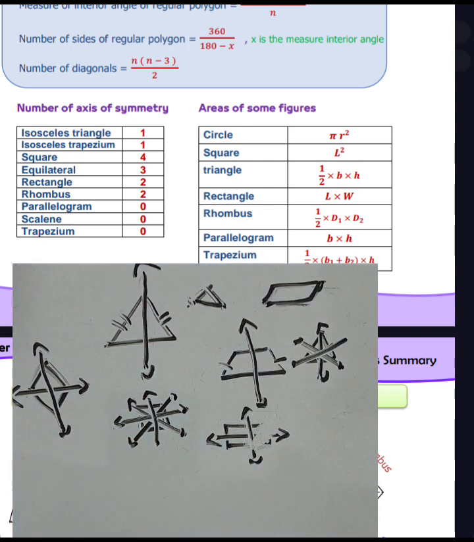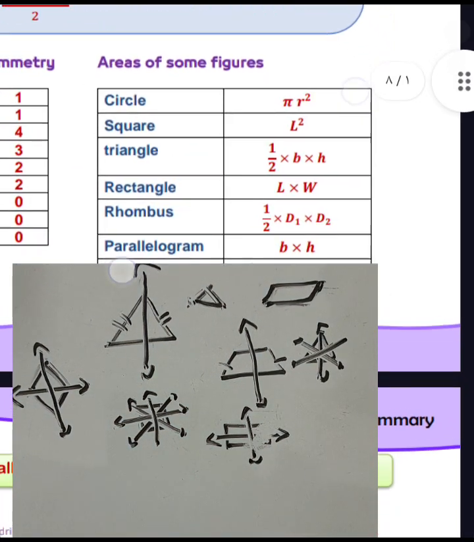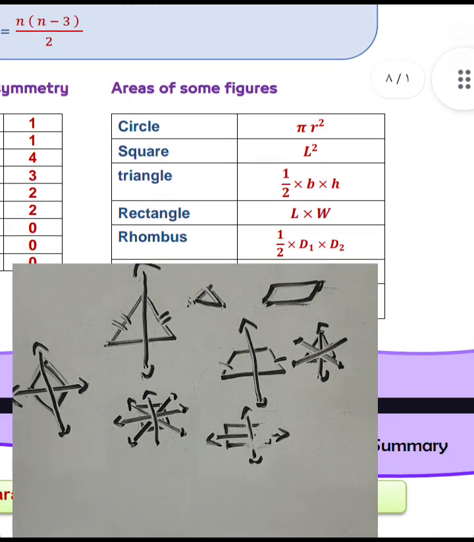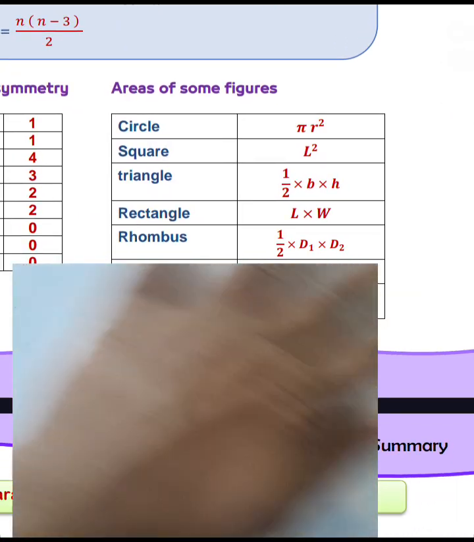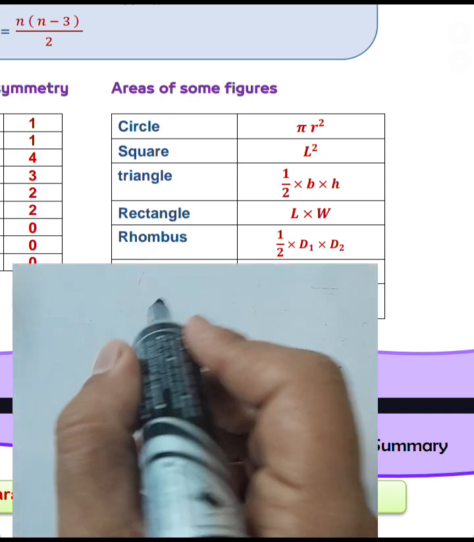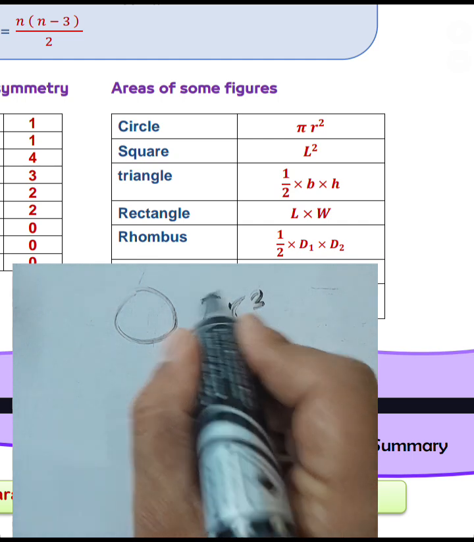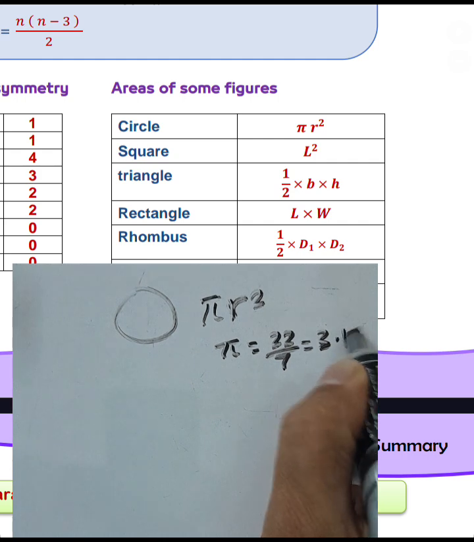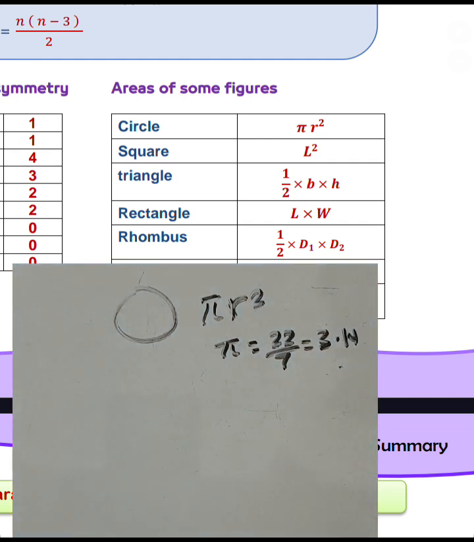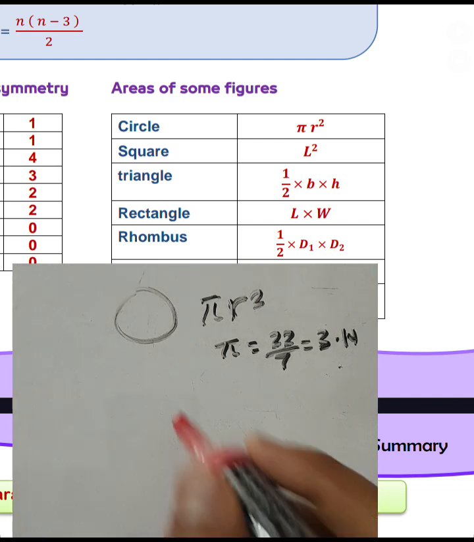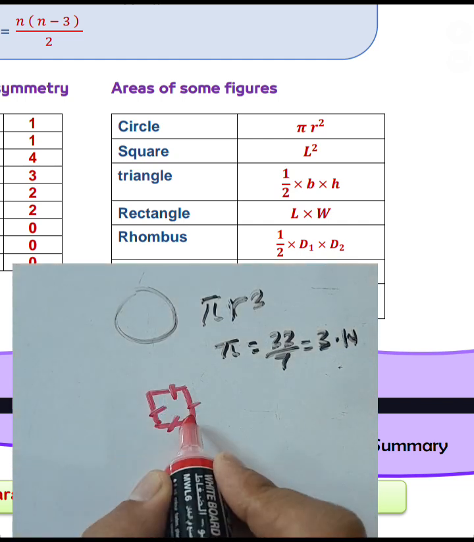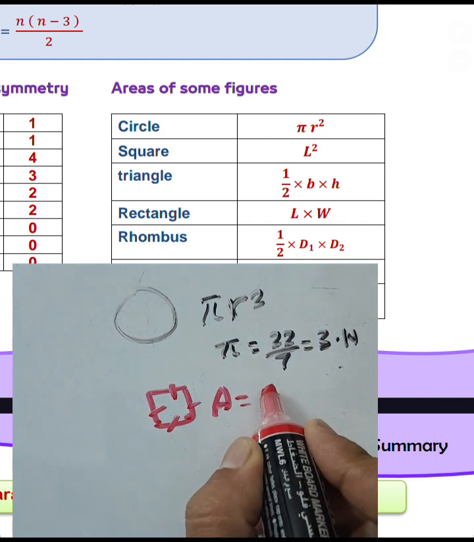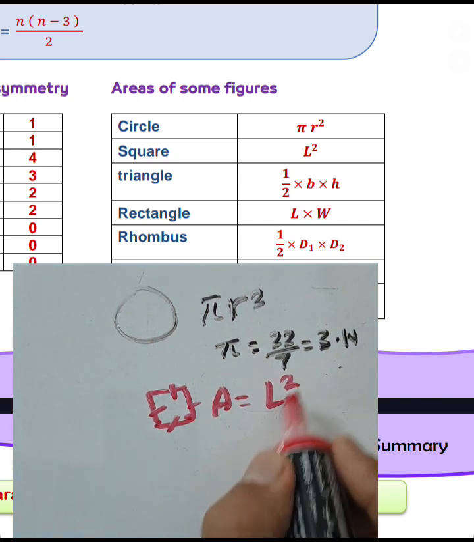And the circle: the area of a circle equals pi times r squared, such that pi equals 22 over 7, which is about 3.14. Square: the area of a square equals side times side. In a square all sides are equal lengths, then the area of a square equals L times itself, it will be L squared.